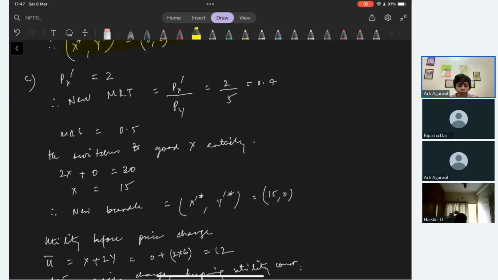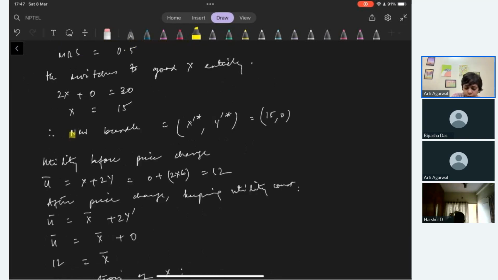So now his new consumption of X, we just plug in the values of Px prime and we know Y is equal to 0. So 2X equals 30 because the budget is still the same. So X comes out to be 15. The new bundle, which is the final consumption bundle, is 15, 0.